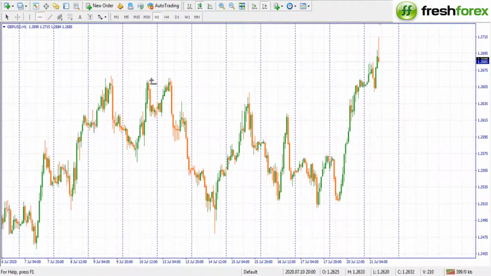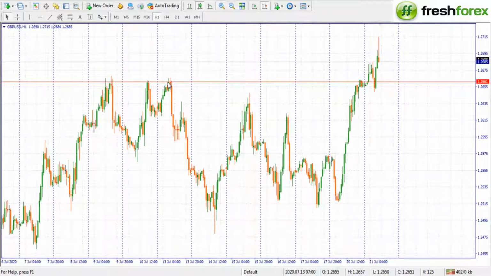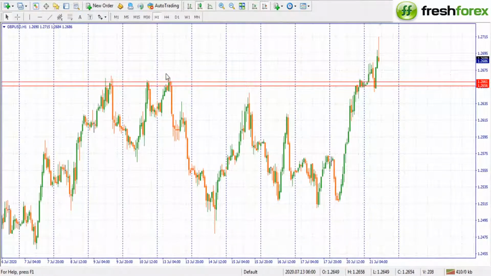We had a resistance here, at this point, here, and here. Then the price went back. It came back to the same place earlier today, but then it could not close below.